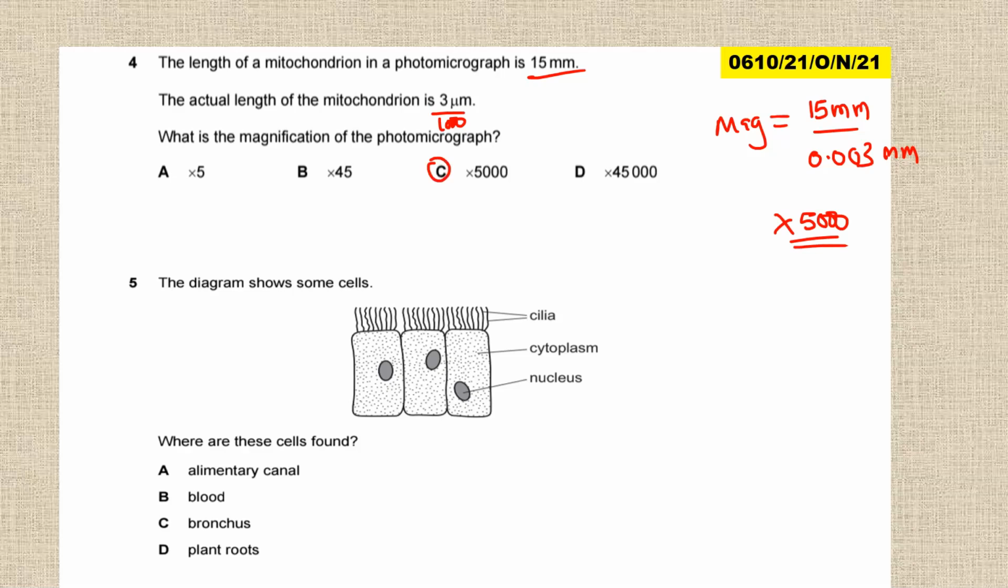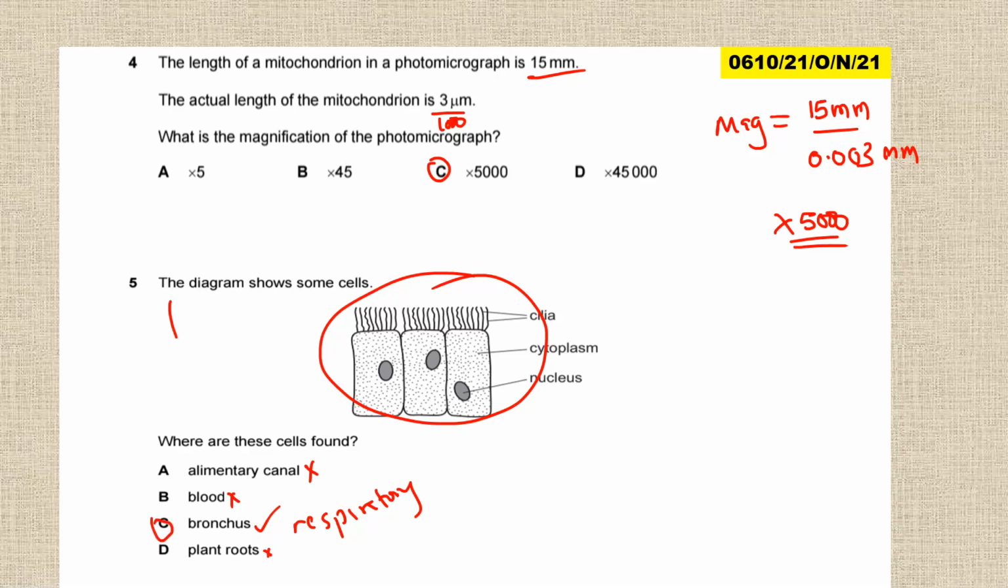The diagram below shows some cells. I guess you're able to remember these cells. Where are these cells found? Not alimentary canal, not blood, not plant roots, but in the bronchus, which is the respiratory tract. I guess you remember I said they are found in the respiratory tract or oviduct. So the answer here is C.